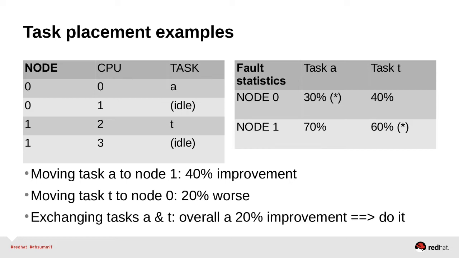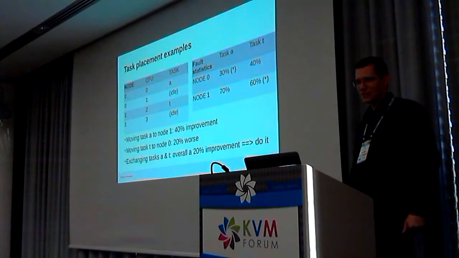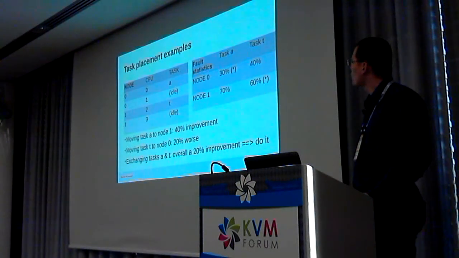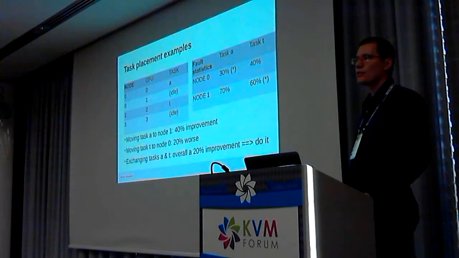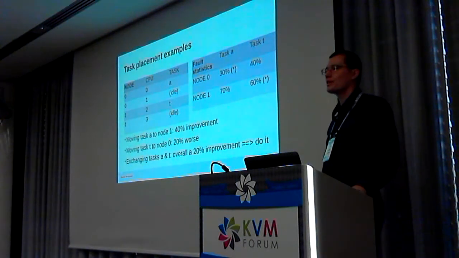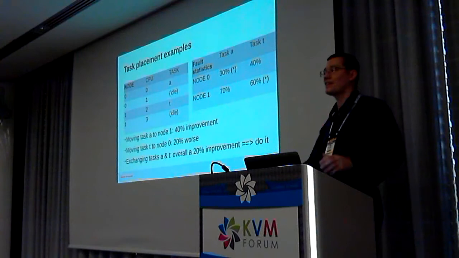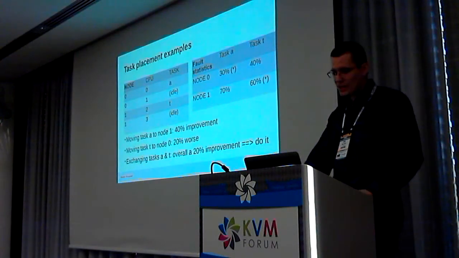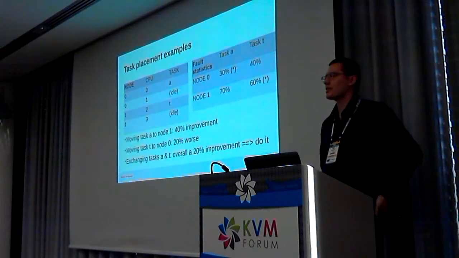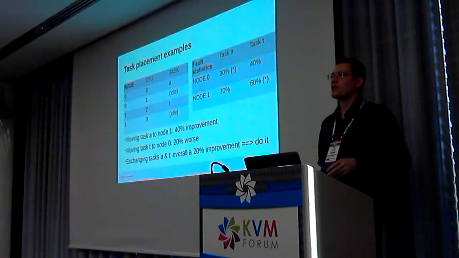Task A is the same as before. Moving task A to node 1 is a 40% improvement in locality. But this time around, moving task T to node 0 would be a 20% reduction in locality. Now we cannot just move task A over to node 1 and leave it at that, because that would create an imbalance, and the load balancer will do something about that. And we don't know what task it is going to move back. So what we have to do in this case, we simply swap them around, and we get a net 20% improvement. And the memory migration code will fix up the rest later.